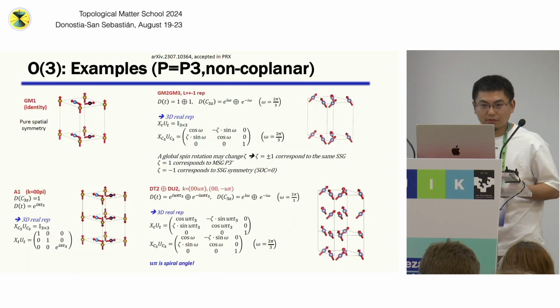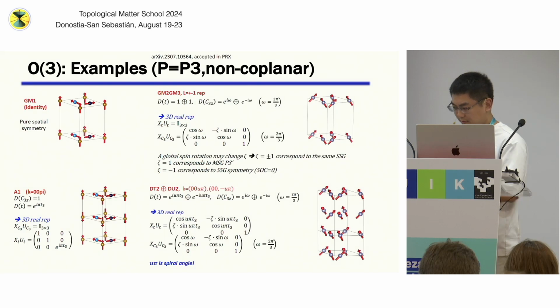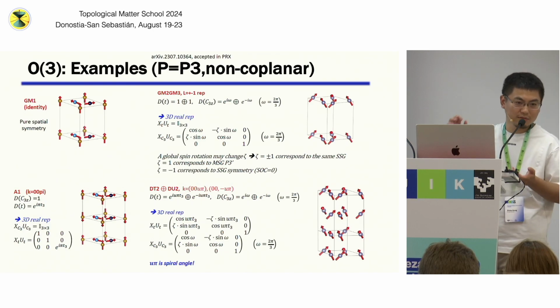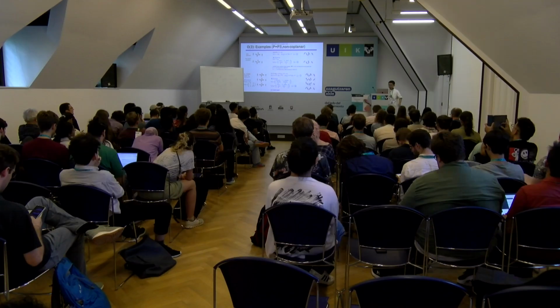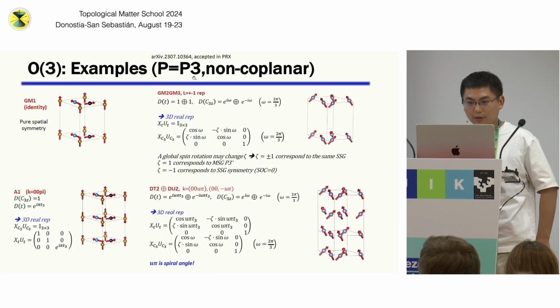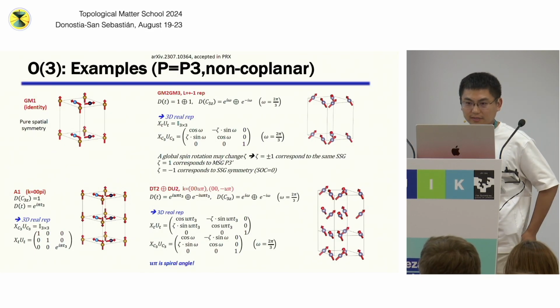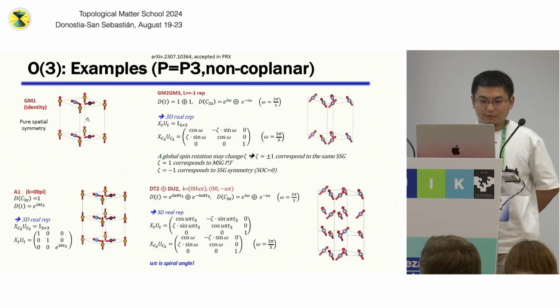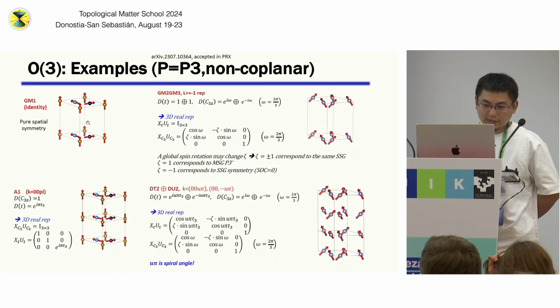So now let me give you a few examples. So let's consider the space group. Maybe I can stop after this example. Okay. So let's consider the space group P3. It's a simple space group with a C3 rotation symmetry. And at first, we consider the trivial 3x3 representation.